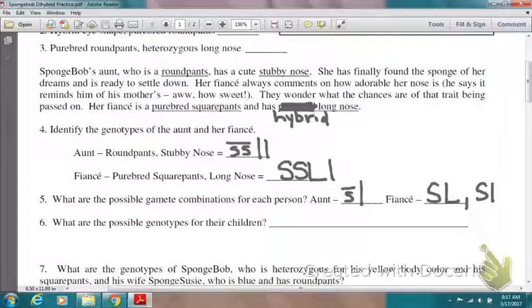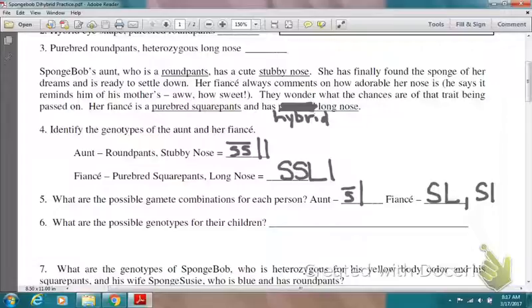Okay, this is where our large Punnett square comes into play. So we're going to hang on to that question, and I'll show you how we do it with the large Punnett square. Or do you think you can figure it out without using the Punnett square? You think you can? All right, give it a shot. Look at it and see.